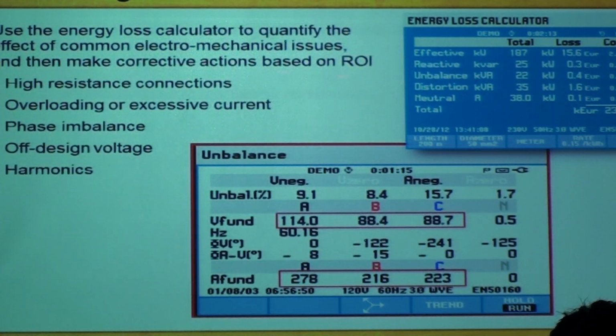So calculating electromechanical waste, we have seen with our 435-II with the energy loss calculator, you do get a very good idea about the wastage, how much you are wasting every year. But you should use this as a means to do corrective actions and to justify the ROI. It's the money that you're spending for the fix. It's a good calculation there. So looking at things like high resistance, overloading, off-design voltages, harmonics, single phasing on motors. Now if a motor is single phasing, the chances are it's still running, but it's going to be a lot hotter because you have two phases that are at a higher temperature than the one that's cut off.